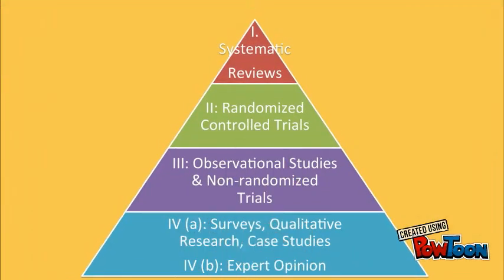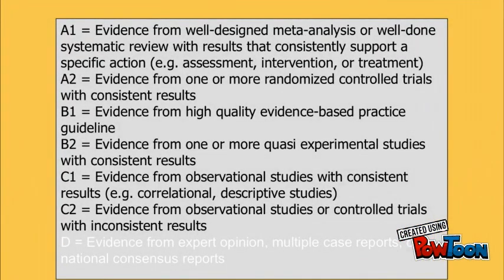This pyramid shows the hierarchy of research evidence. Systematic reviews rank the most highly regarded, and then randomized control trials, and move to observational studies, surveys, qualitative research, and expert opinion. Here's another example of hierarchy of evidence. You can see it follows the same general format as that pyramid above, but it goes into a little bit more detail on that ranking system.